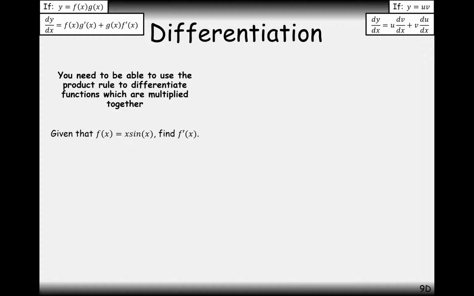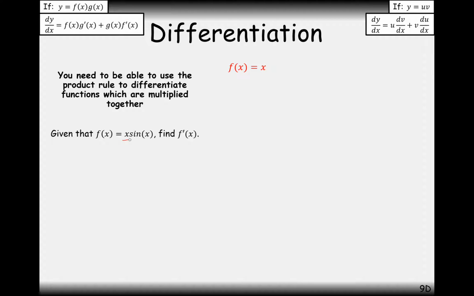Okay, so what we're going to look at now is applying this in a real question. So we've got f of x equals x times sine x. Now we've clearly got two functions that are being multiplied together here. We've got one x function and one sine x function. These are two different functions that are being multiplied together. So in this case, it's really obvious to identify product rule is the way to go with this one.